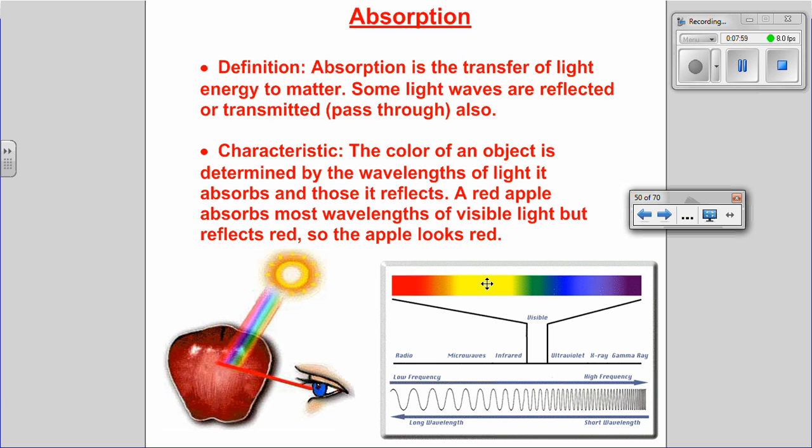Now we're going to talk more in detail about absorption and why our eyes see the colors that we see in our next lesson. So just know for now that absorption can occur when light energy is transferred to matter, and that also that energy can be reflected, which we talked about earlier, or it could also be transmitted, which just means that it can pass through an object.